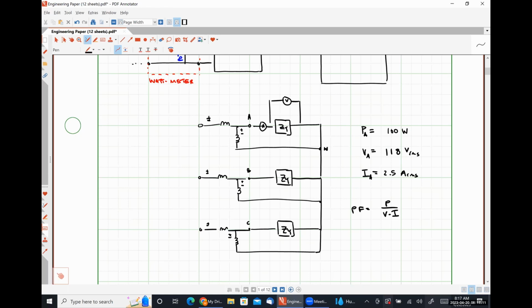So the problem is we're measuring the phase current using our wattmeter, or the wattmeter is able to take in our phase current and it's able to measure our phase voltage here because of the way that it is connected, right? The problem is that in not all pieces of equipment are we going to have access to this neutral terminal.